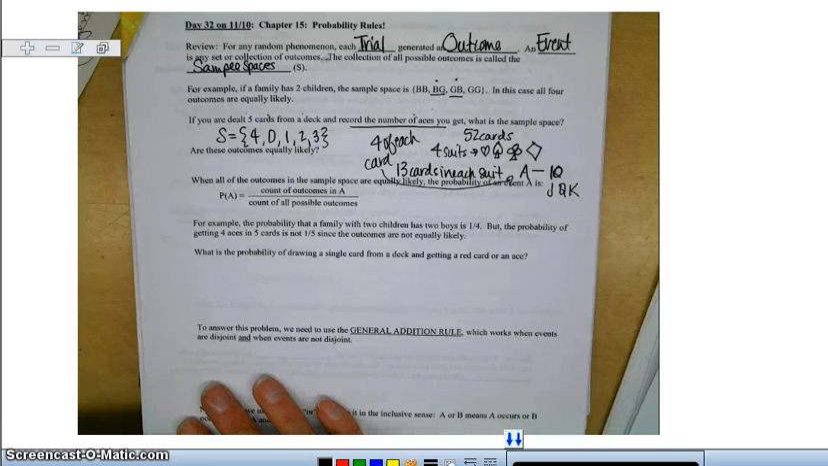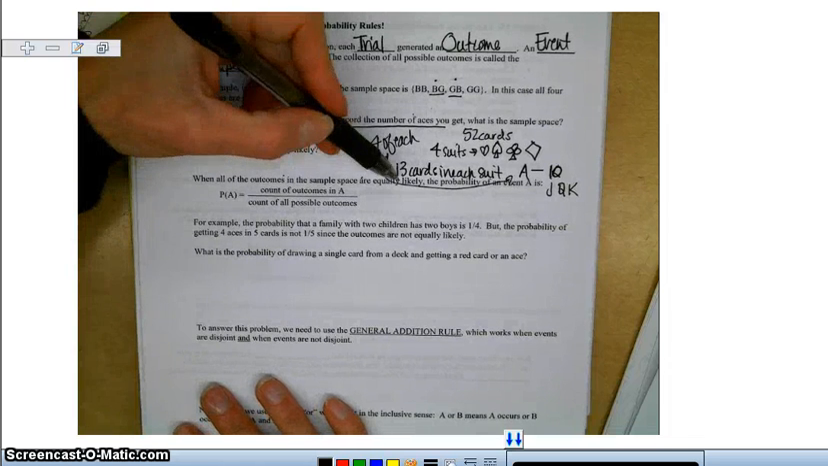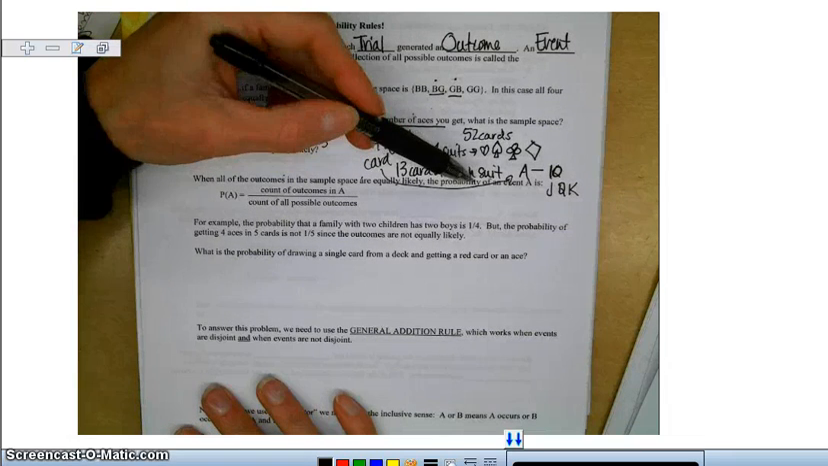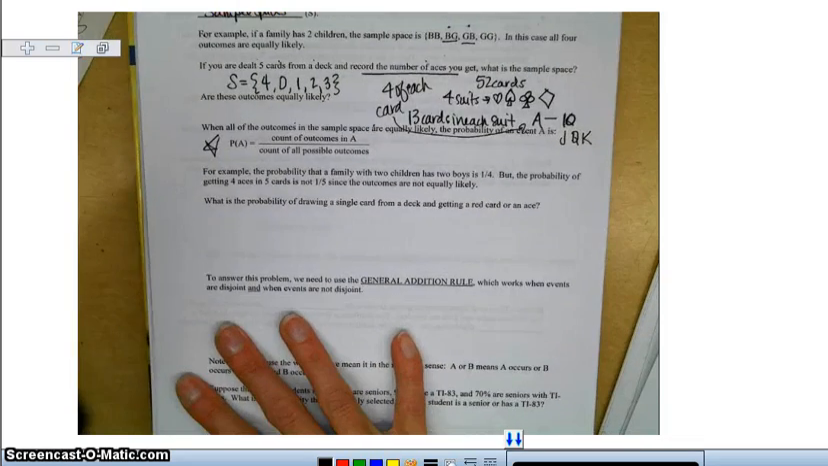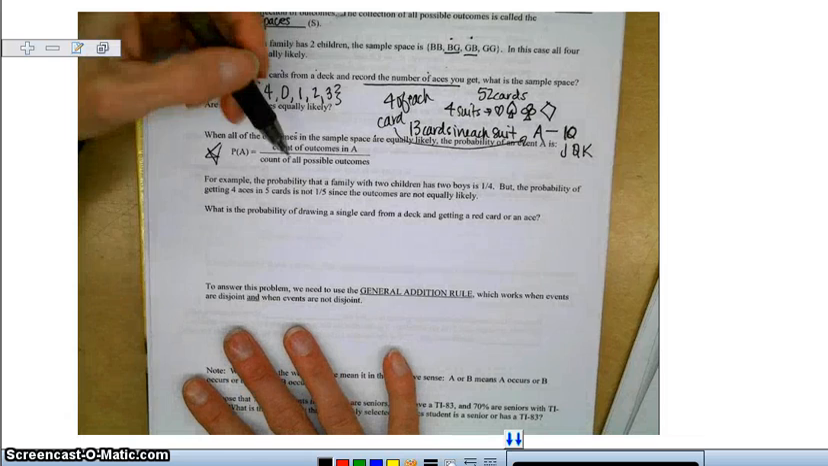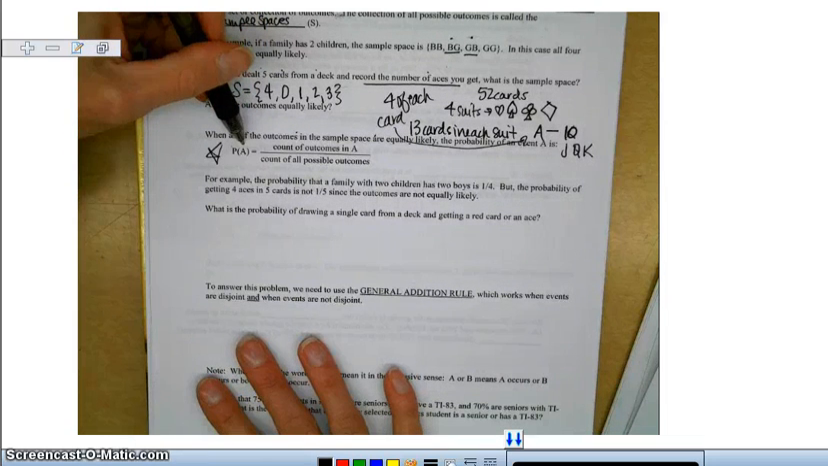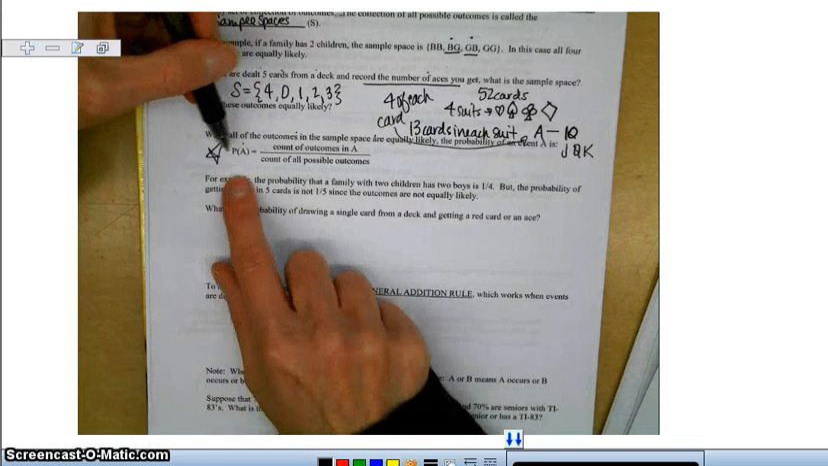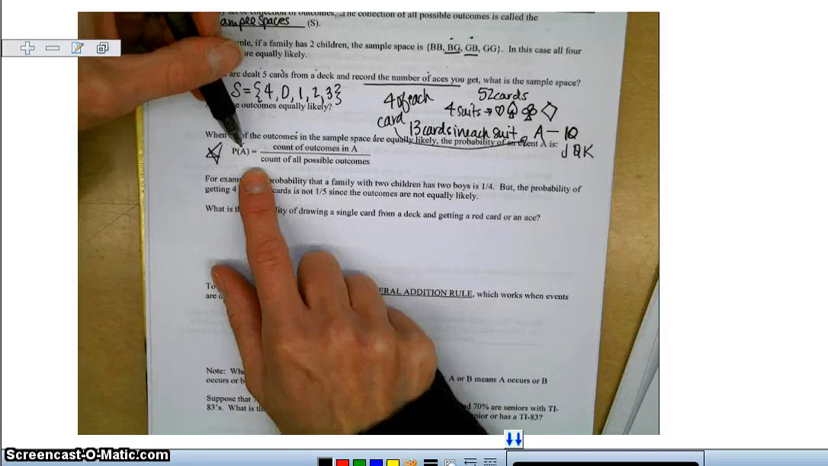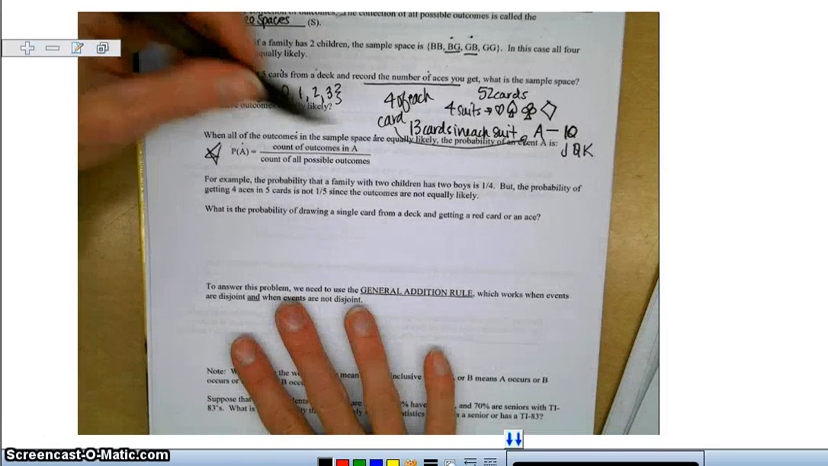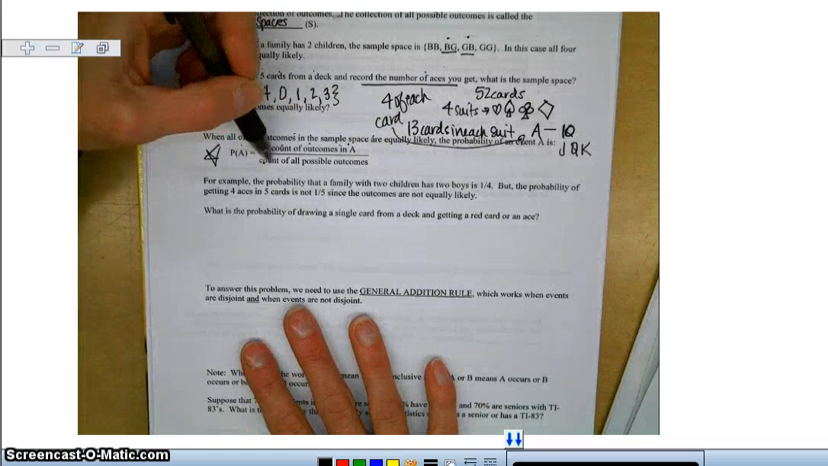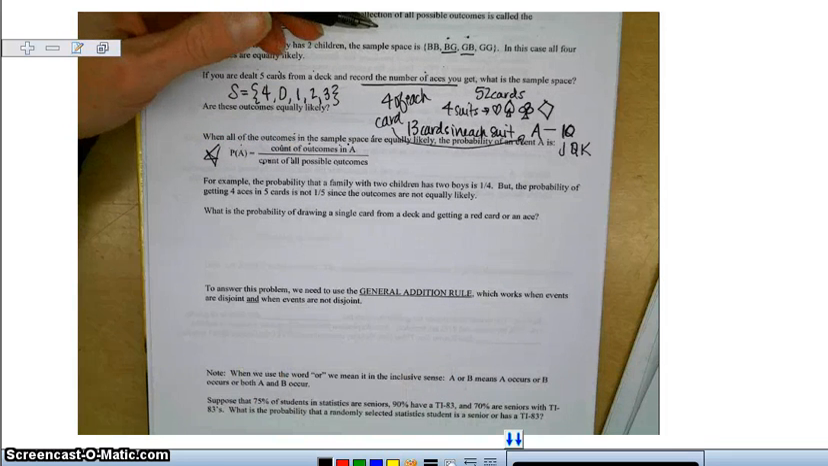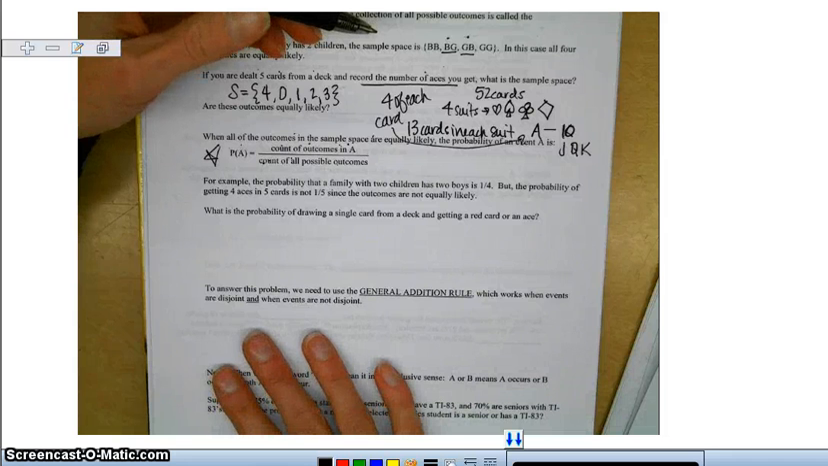All right, so when all of the outcomes in a sample space are equally likely, the probability of an event A is, as I went through in the video and it's in your book too, the count of outcomes in A divided by the count of all possible outcomes. A just refers to any event, like when we were writing probability problems such as the probability that 1 car needs repairs. We did that when we were doing the trials on the board, the simulations.